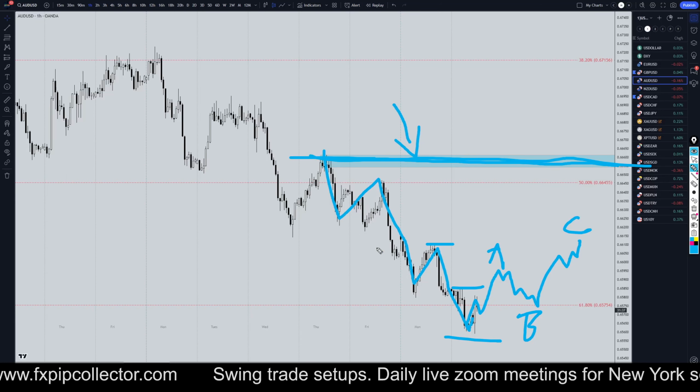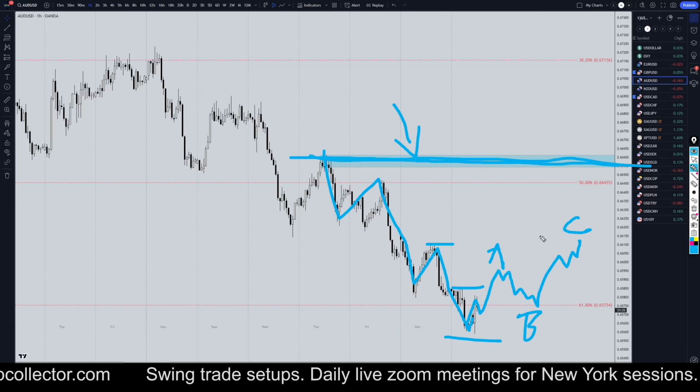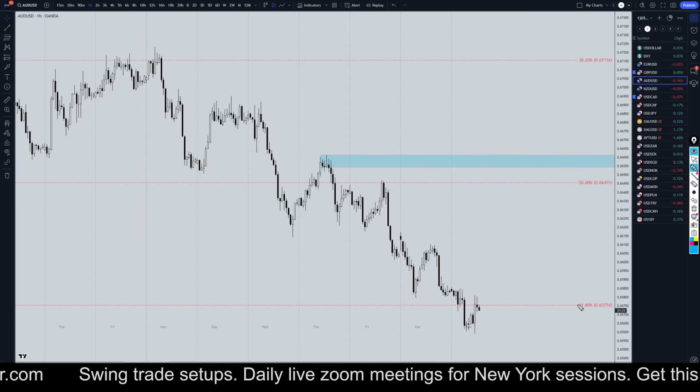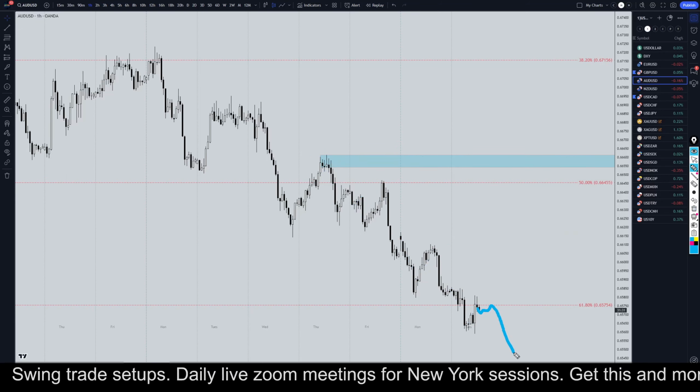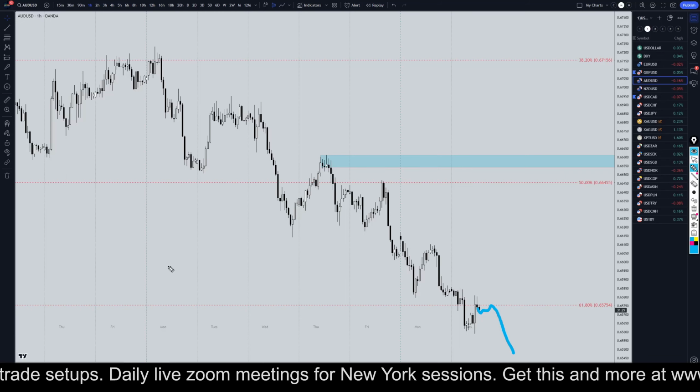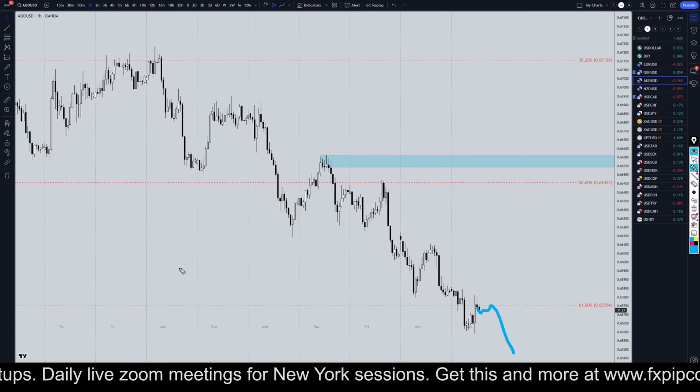So definitely be a little bit cautious with the longs. I mean, it really doesn't even have to make a proper ABC like this. It could easily just keep on drifting down. The trend is down, and the trend is your friend.